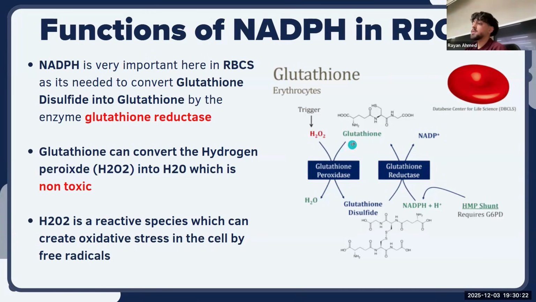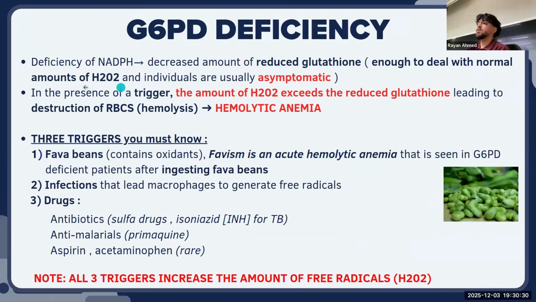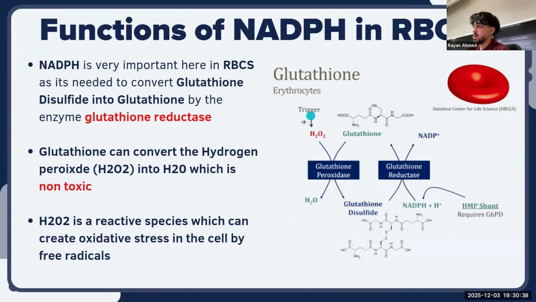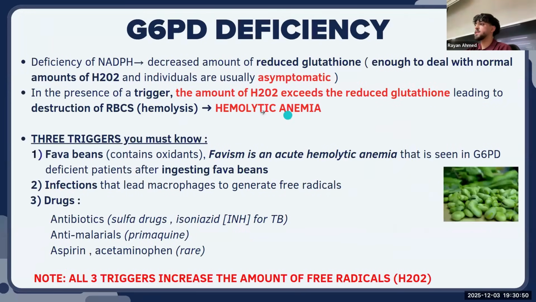But it's normal, I mentioned it over here. It's enough to deal with normal amounts of H2O2, right? Even if we don't have a lot of NADPH. But whenever there's a trigger, H2O2 increases. A lot of H2O2, hydrogen peroxide, increases, and reduced glutathione can't deal with it. So this leads to red blood cell death, right? And it causes hemolytic anemia.